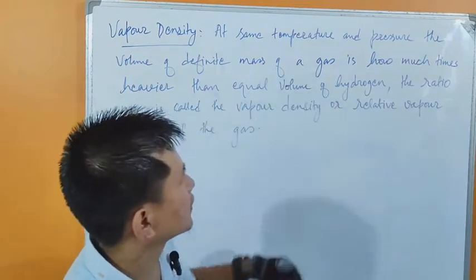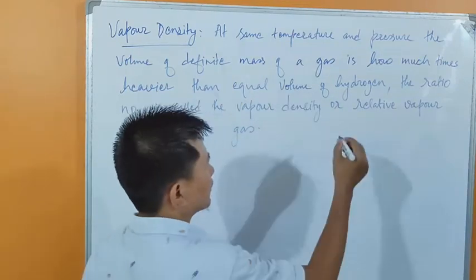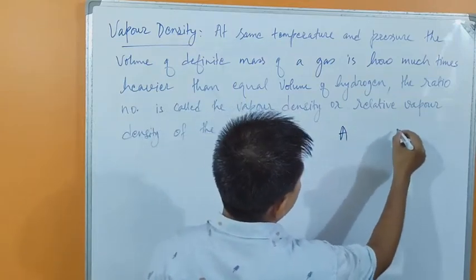To understand this, let me give you an example. There are two students, student A and student B.